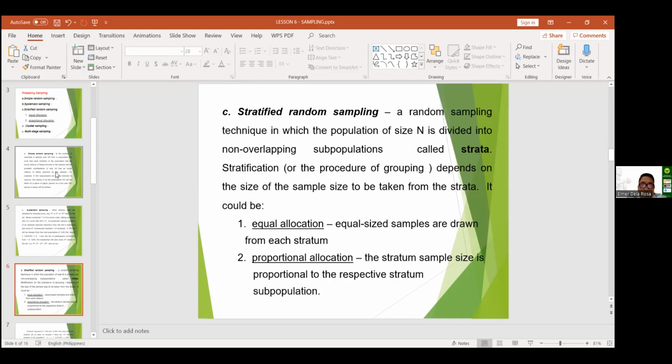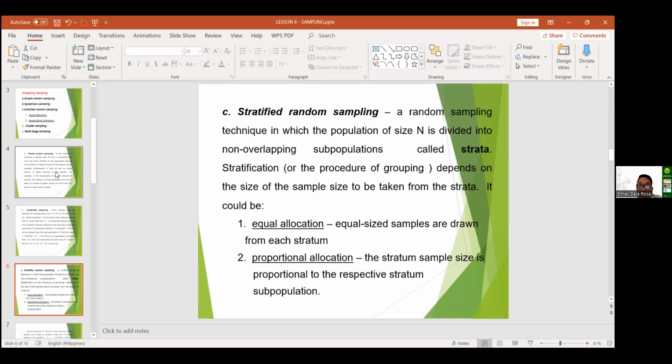The next one is stratified. You do a sampling technique, but you divide it into non-overlapping subpopulations called strata, or stratum pag singular. So mayroong subpopulations. So we do stratification, or simply the procedure of grouping, depends on the size of the sample to be taken from the strata.